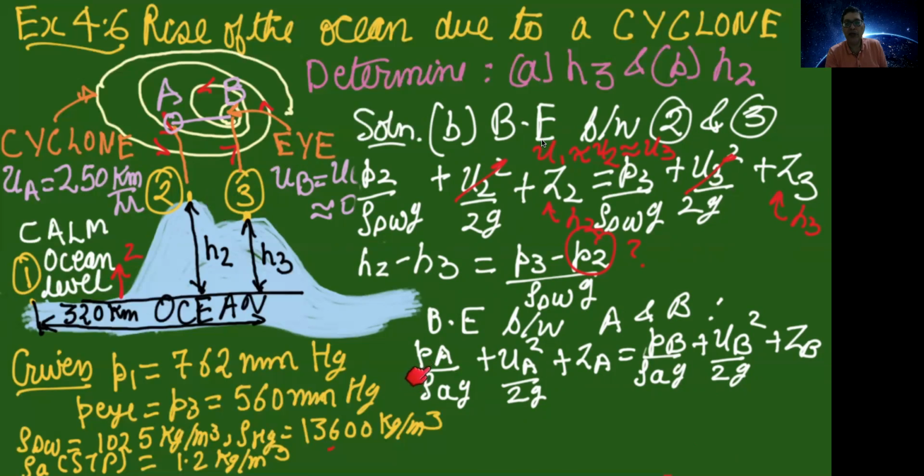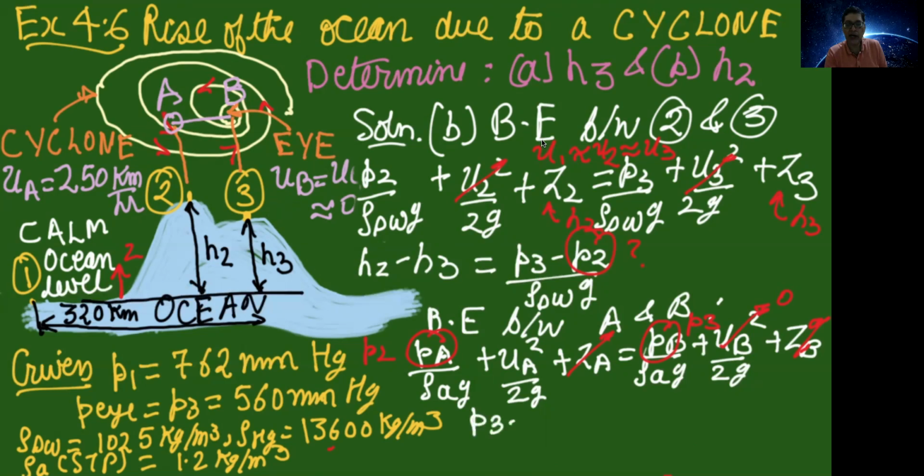Now between A and B, we are considering A and B on a horizontal line. So the level is same, so the potential energy is same for air. So this ZA, ZB cancels down from the left hand side and right hand side. You are given that the velocity at B, UB, is close to 0, so it will cancel down. So this is 0, ZA, ZB cancels down. I have mentioned that we are assuming PA is equal to P2 and PB is equal to P3.